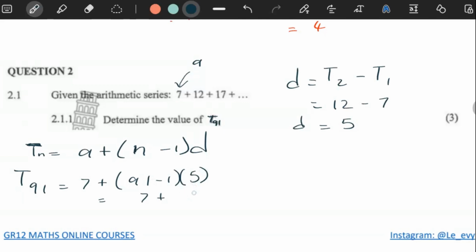90 times 5 is about 450. Why am I even guessing? I can just check with the calculator, but yes, it is 450. And then here 450 plus 7, 457. That's term number 91. Very straightforward question.